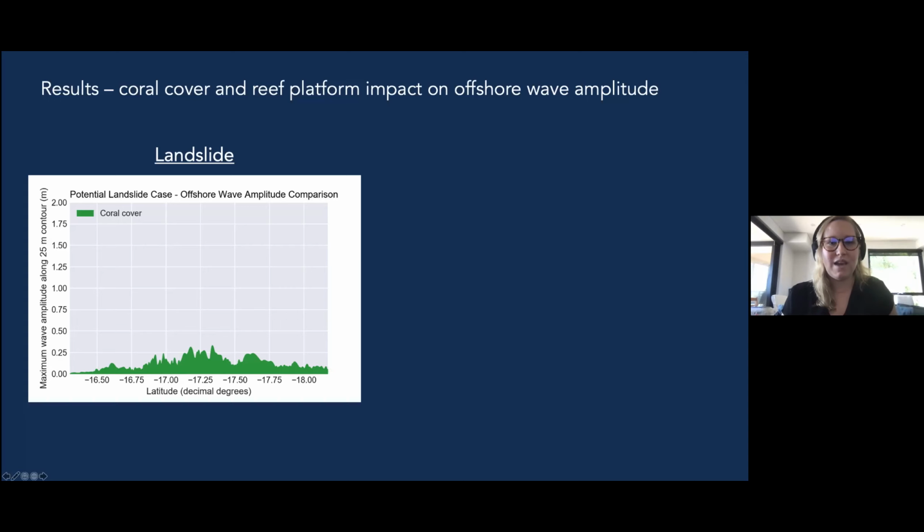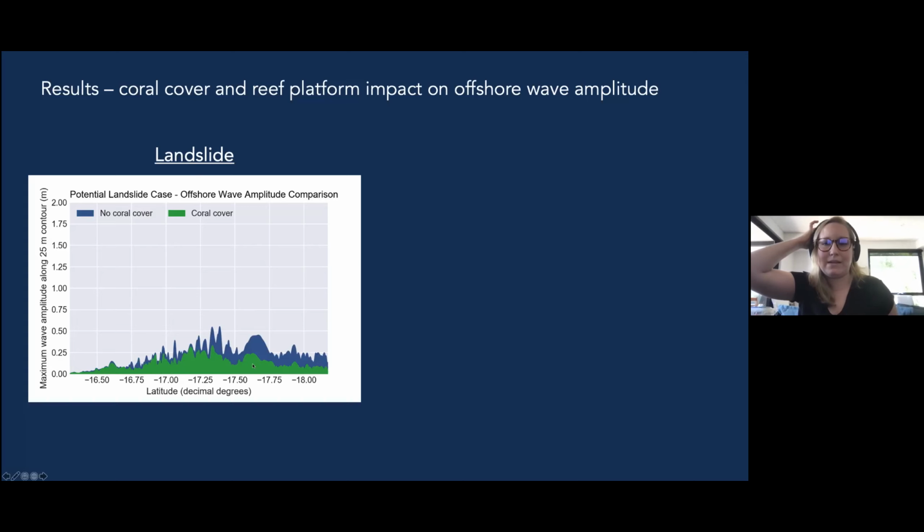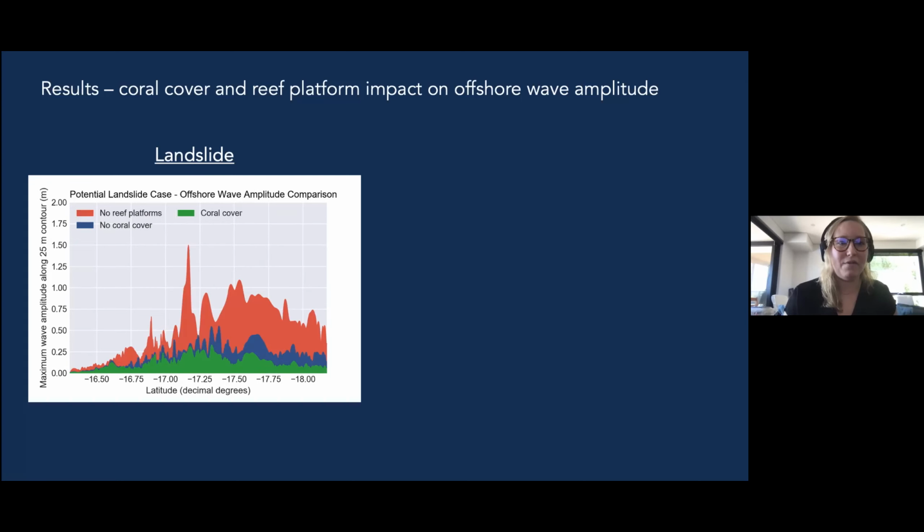And so looking at the first case with coral cover for the landslide case, the Noggin block case, tsunami wave amplitudes are fairly sizable here. They get up to about 30 centimeters or so just offshore. And when you remove coral cover from the Great Barrier Reef platforms, wave amplitudes go up quite a bit. According to these model results, wave amplitudes would double in some places if there's no coral cover on the platforms. And then finally, when you remove the platforms entirely, again, you see a very large jump in offshore wave amplitude. And so it's very clear that the platforms are incredibly effective obstacles in this case.